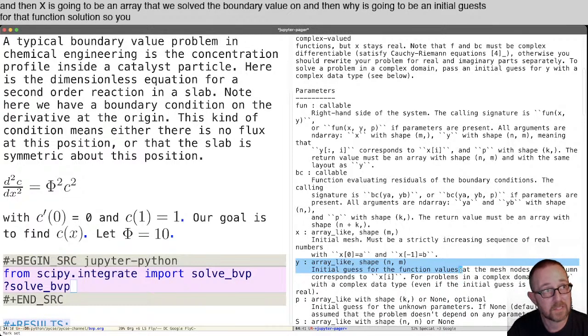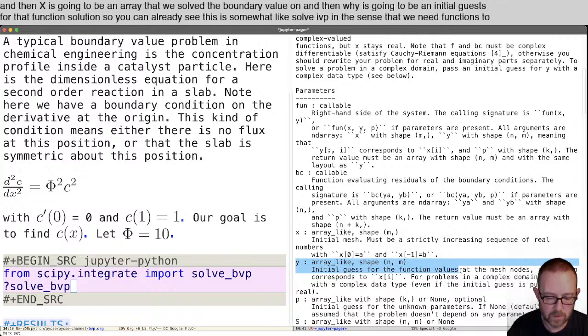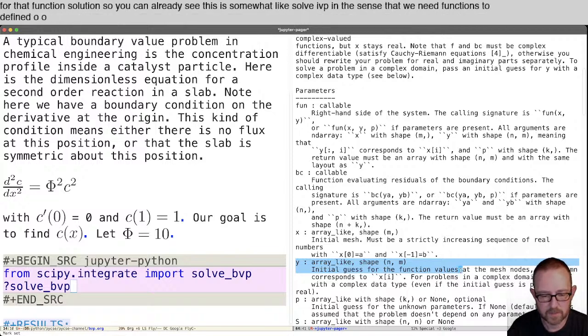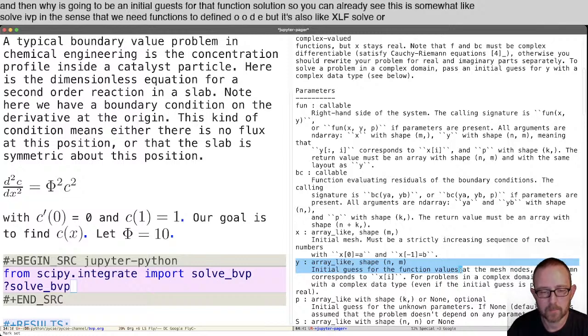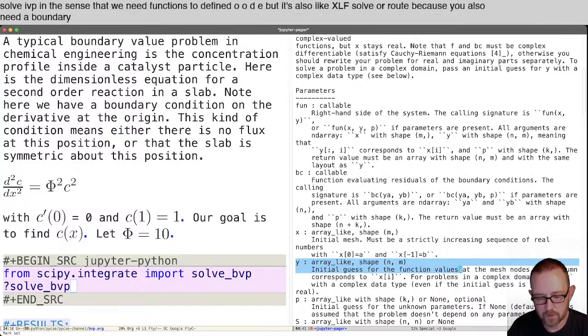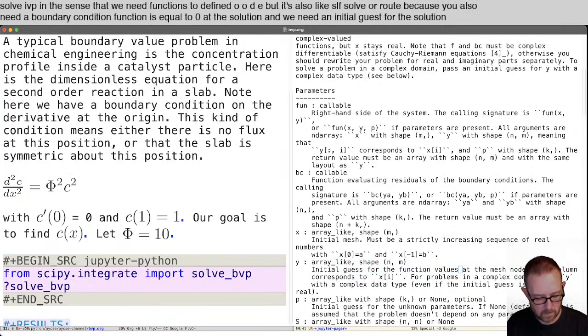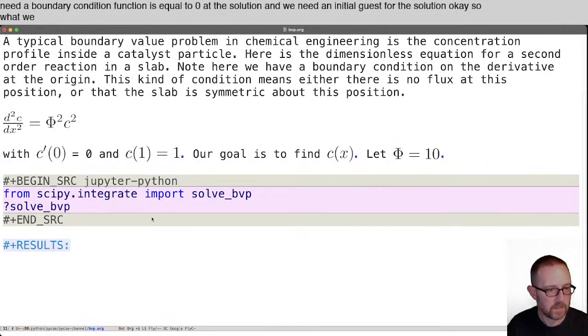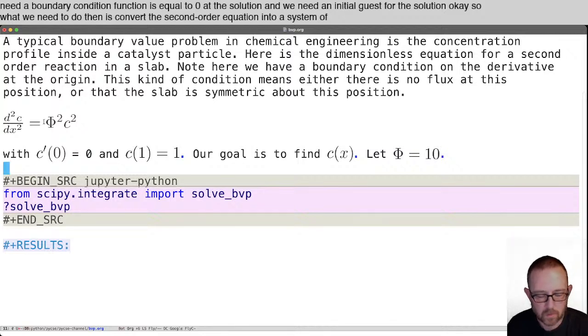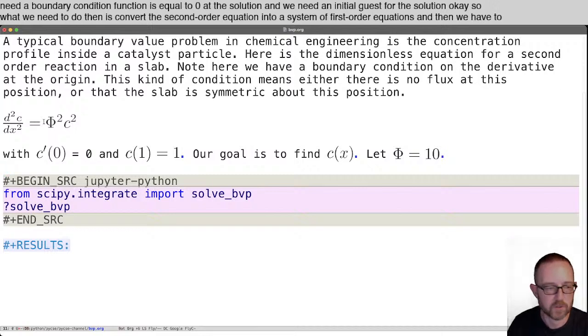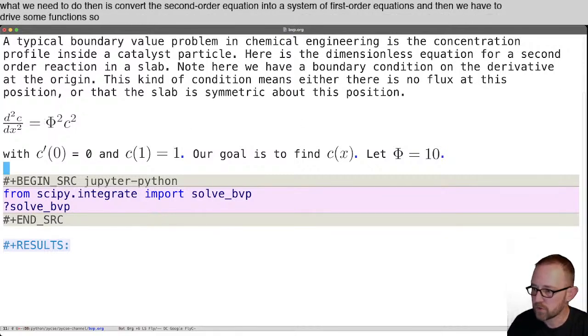So you can already see this is somewhat like solve_ivp in the sense that we need functions to define the ODE, but it's also like fsolve or root because you also need a boundary condition function that's equal to 0 at the solution, and we need an initial guess for the solution. Okay, so what we need to do then is convert the second order equation into a system of first order equations, and then we have to derive some functions. So I'm going to switch to a different view so we can see how that's done.